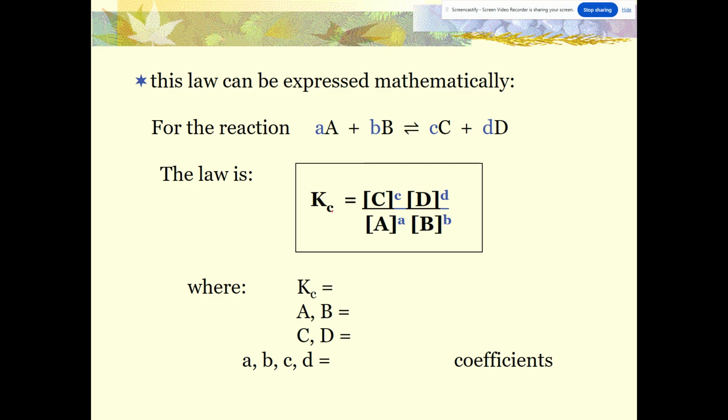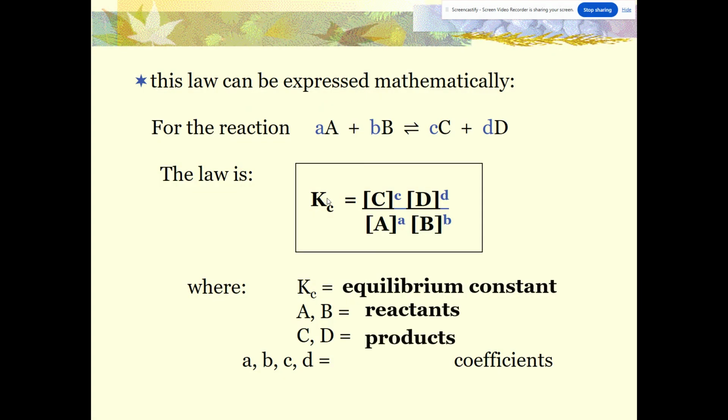So Kc, again, meaning equilibrium constant. The products go on the top, and the reactants go on the bottom. And again, they are raised to the exponent of their balancing coefficients. Some questions will just simply ask you to state the equilibrium expression. Some questions will ask you to actually calculate a numerical value for it.